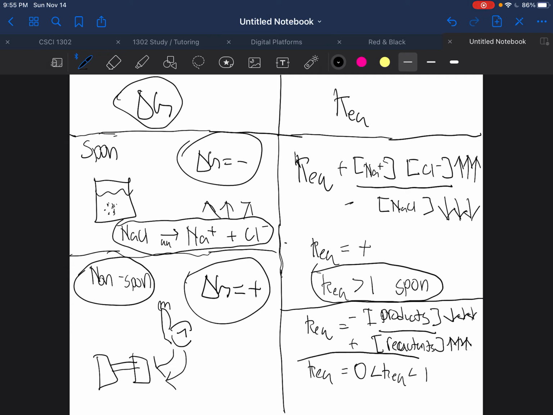And so now we have these four things. For a spontaneous reaction, delta G is negative and KEQ is greater than 1. And for a non-spontaneous reaction, delta G is positive and KEQ is between 0 and 1. And I hope that helps.